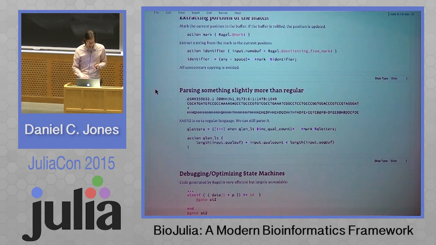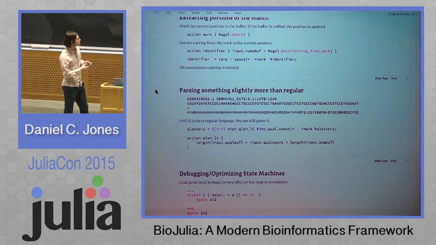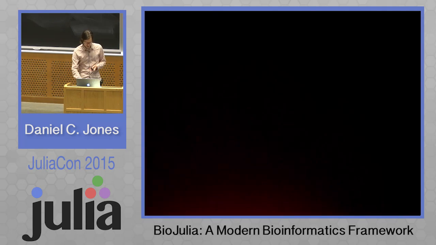But there's a cool trick that Ragel can do, which is this when statement here, which is only take a state transition if a particular condition is true. And the condition is written in Julia. So here we're just saying, once we've consumed the same number of quality scores as sequence scores we previously consumed, then you're allowed to take this transition. So it's like a context-free language, but we're parsing it with a hacked regular expression parser.